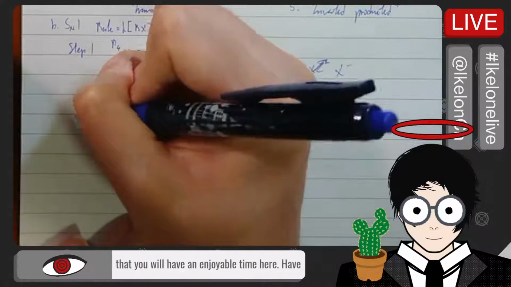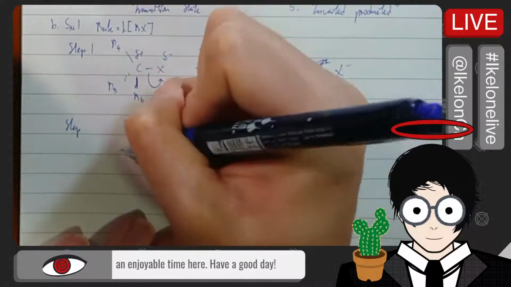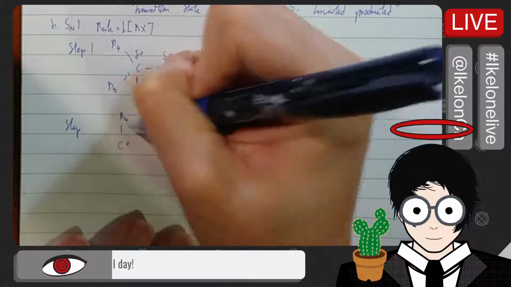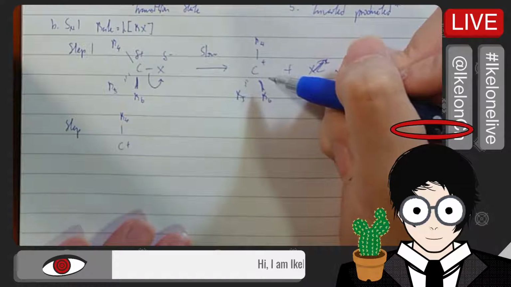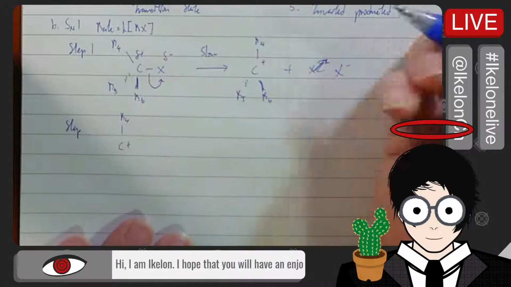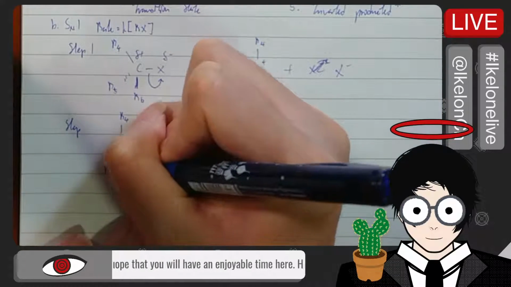And step 2 would be the reaction involving your carbocation, because it's a cation: there's a plus charge, a big plus charge on the carbon. That's why it's a carbocation.